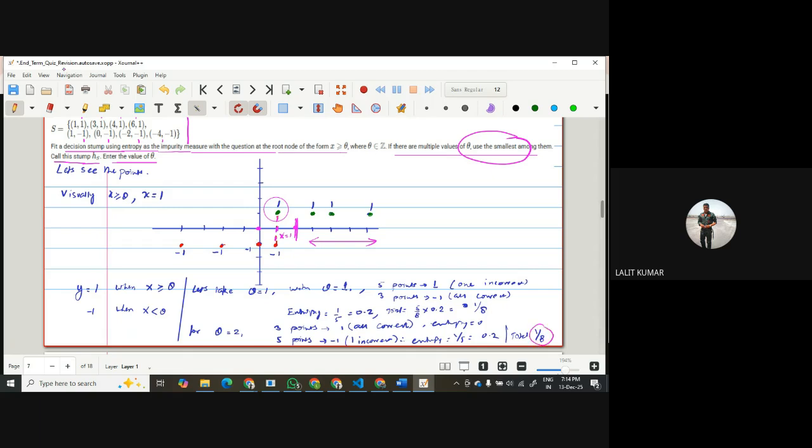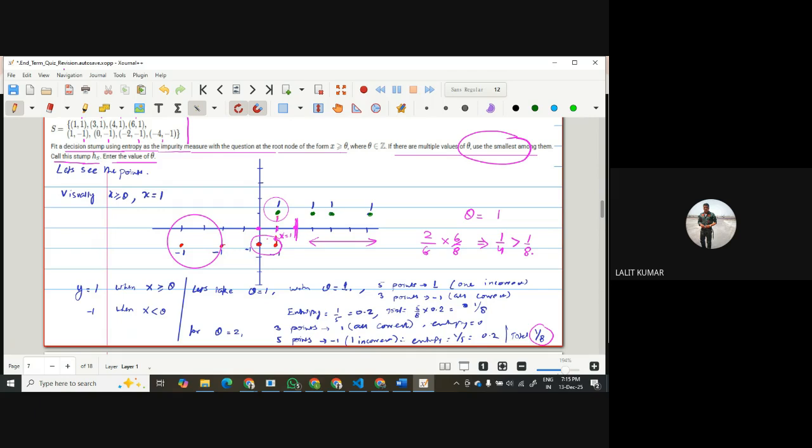But if we take the smallest theta out of 1 and 2, that is 1. We can check for 0 also. In case of 0, here it is correct, but here 2 are incorrect. So the entropy will become 2 by 6 into 6 by 8, which is 1 by 4. And 1 by 4 is greater than 1 by 8. Therefore, we will not select theta is equal to 0.